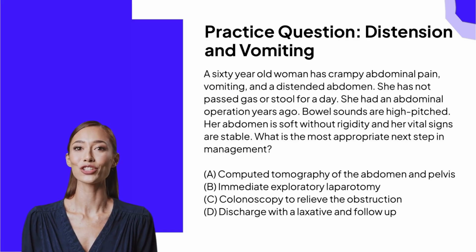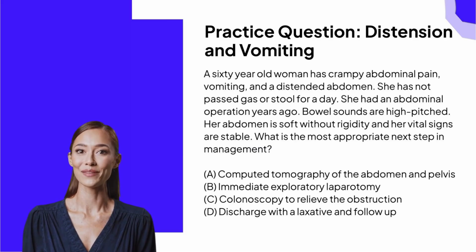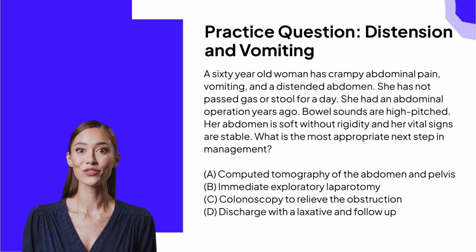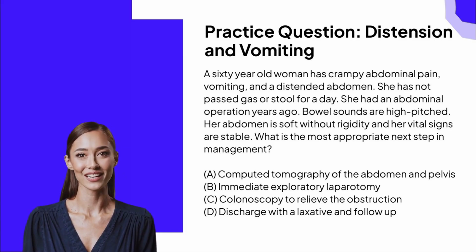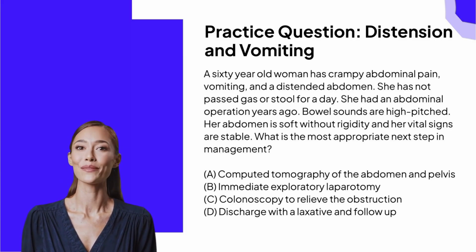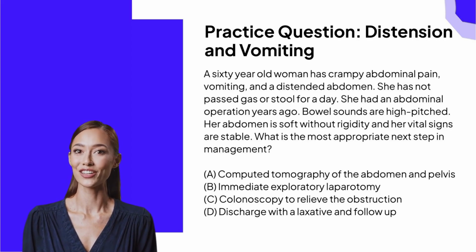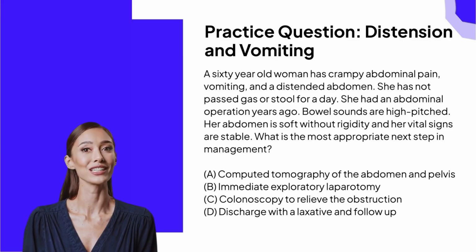On to bowel obstruction. A 60-year-old woman has crampy pain, vomiting, and a distended belly, and she has not passed gas or stool for a day. She had abdominal surgery years ago, and her bowel sounds are high-pitched. Importantly, her abdomen is soft with no rigidity, and she is stable. What is the best next step? Pause and pick your answer. Keep in mind the filters we learned. Is she stable? And are there any peritoneal signs?